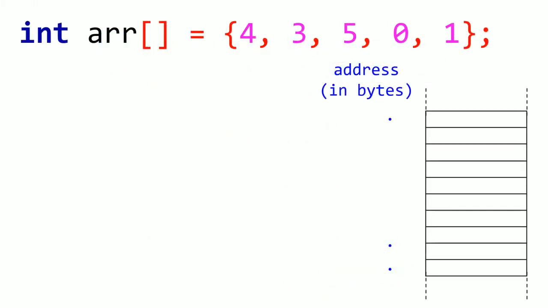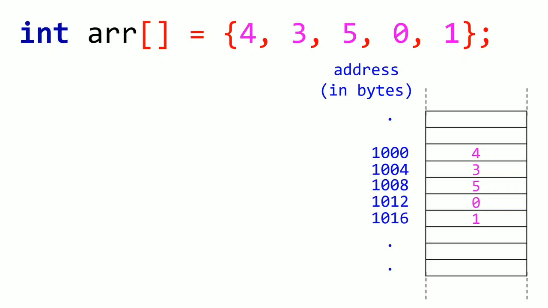For example, if we declare this array of 5 integers, we suppose that it's a 64-bit machine, so int occupies 4 bytes. What's gonna happen? If we suppose, for example, that the first element will be stored at the address 1000, the second element will be stored at the address 1004, because an int occupies 4 bytes. And the third element will be stored at the address 1008, and the fourth element at 1012, and the fifth one at 1016.